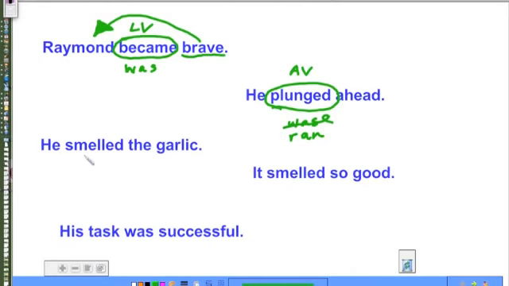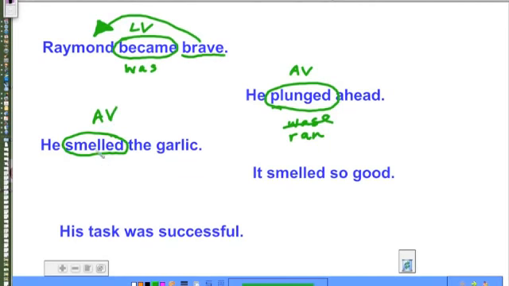Okay? Now, he smelled the garlic. Alright? He smelled the garlic. Our verb is smelled. Now, smelled what? Well, we're talking about the garlic. Is the garlic something physical? Yeah, it definitely is. Garlic has a definite aroma, so he's physically smelling something. When he's actually physically smelling something, you know it's got to be an action verb.